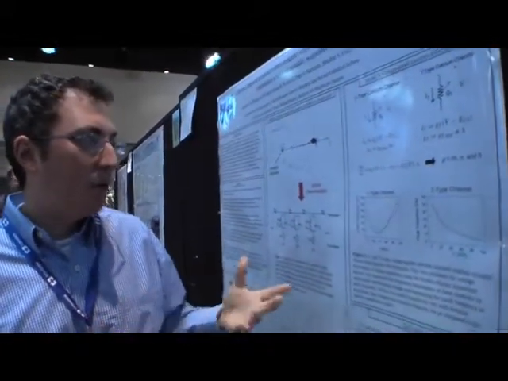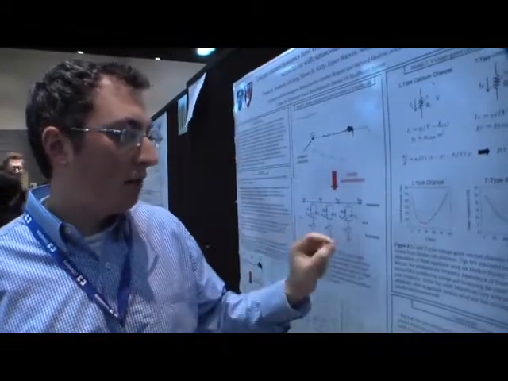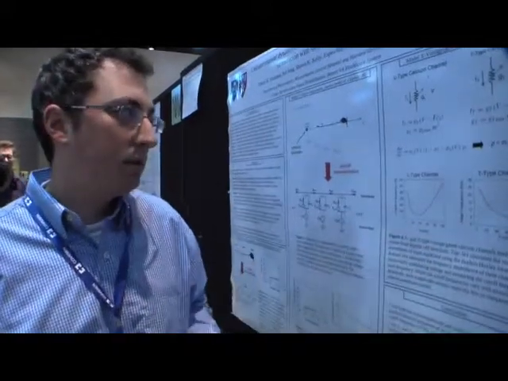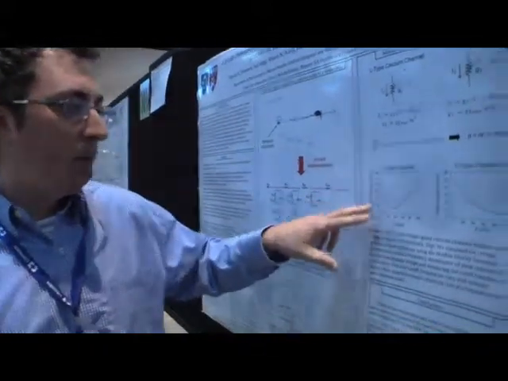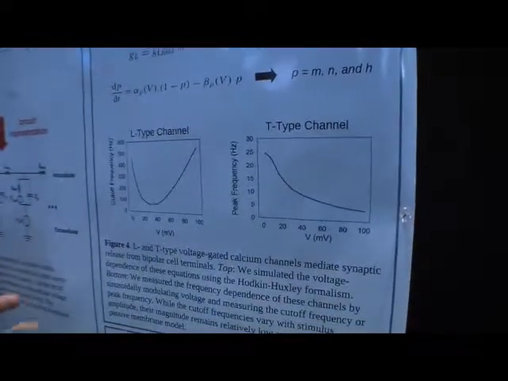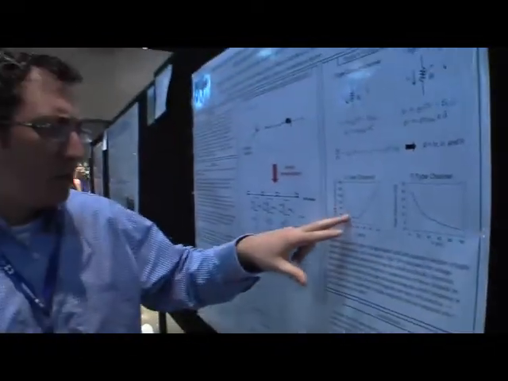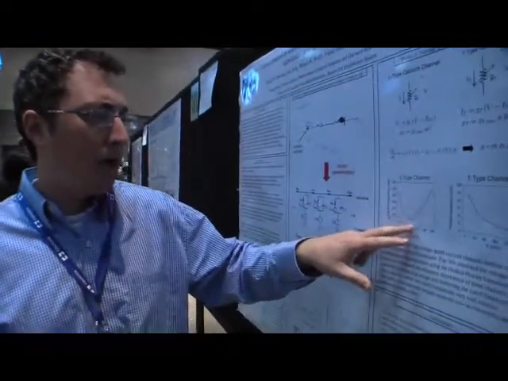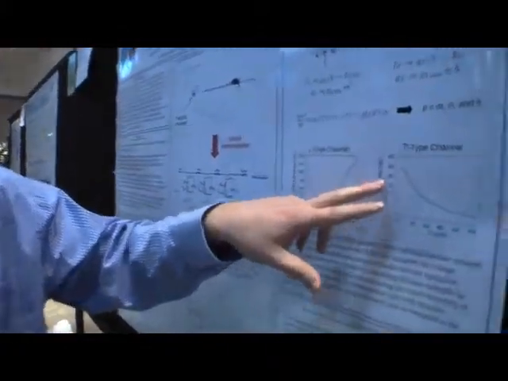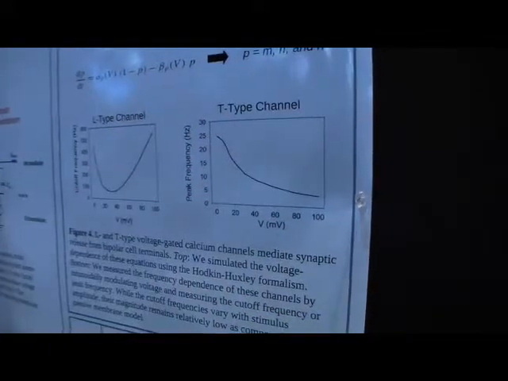We measured the frequency response and just plotted the cutoff frequency for each of these channels as a function of stimulus amplitude. Because these channels are nonlinear, the cutoff frequency will vary with stimulus amplitude, but generally what we found was that the cutoff frequencies are pretty low, both for L-type and T-type channels. The L-type actually get down in the range of about 50 hertz. The T-type channel is always very low. It's always well below 100 hertz, so around 25 hertz is the highest that it gets.